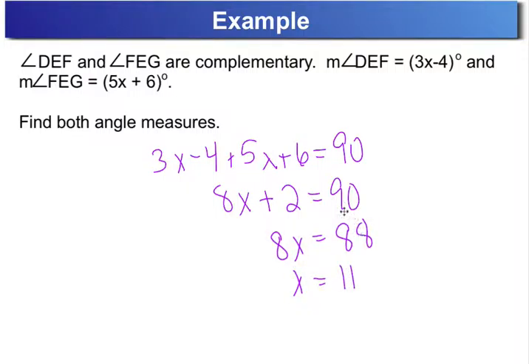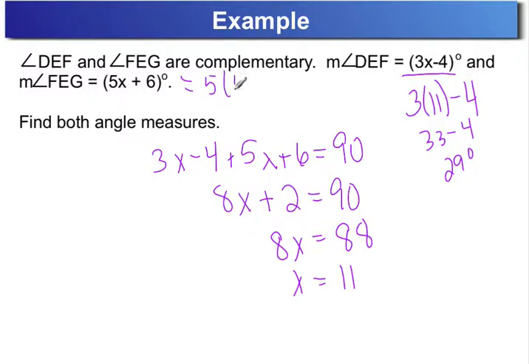X is 11. Now, it didn't ask me for what x is. It asked me for the measure of the angle. So I have to go back and substitute in. That would be 3 times 11 minus 4. So that's 33 minus 4. And then that would be 29 degrees for angle DEF. Angle FEG would be 5 times 11 plus 6. So that's 55 plus 6, or 61.